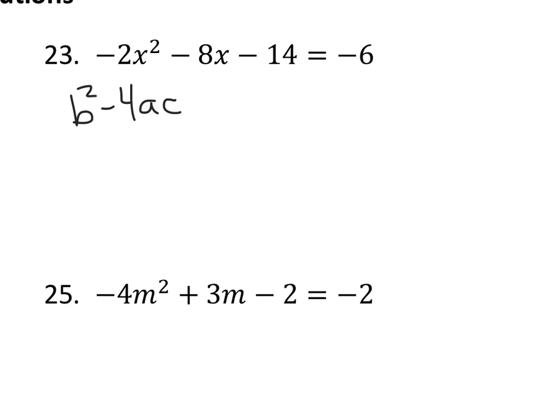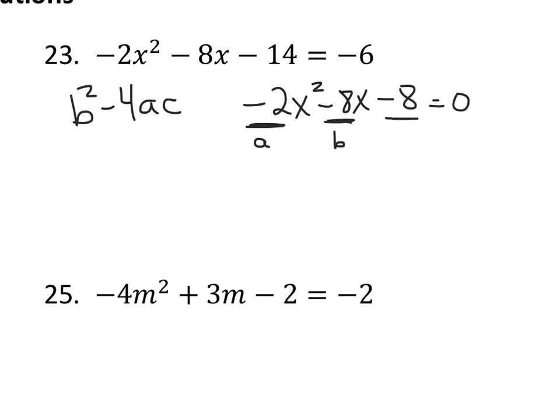So we're going to go ahead and set this equation equal to 0 and find our a, b, and c. Okay, so after I set this equal to 0, I got negative 2x squared minus 8x minus 8. A is negative 2. B is negative 8. And C is negative 8. So now I'm going to use those numbers. I'm going to plug them into my formula, b squared minus 4ac. And I'm going to find out what kind of number I'm going to get there.